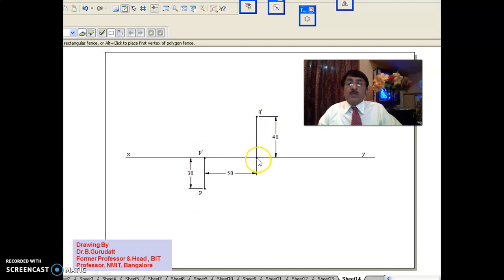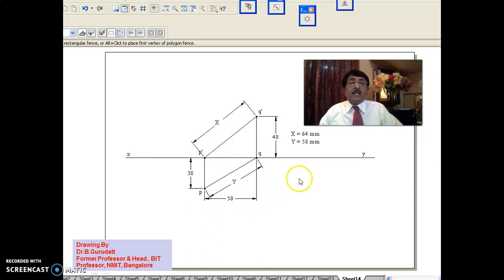That is, Q is here. When it is lying on VP, the distance in front of VP is 0. That's why it is lying on VP. How much above HP? They have given 40 mm above HP. Then in that way you are able to complete. Then join the corresponding front views, join the corresponding top views, and measure the front view length and the top view length. In that way, you are able to complete the projection of points in multiple quadrants.